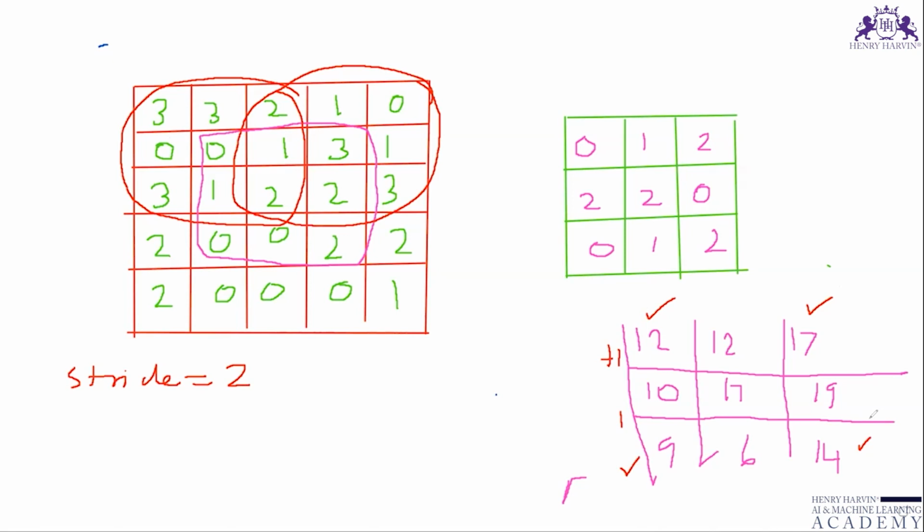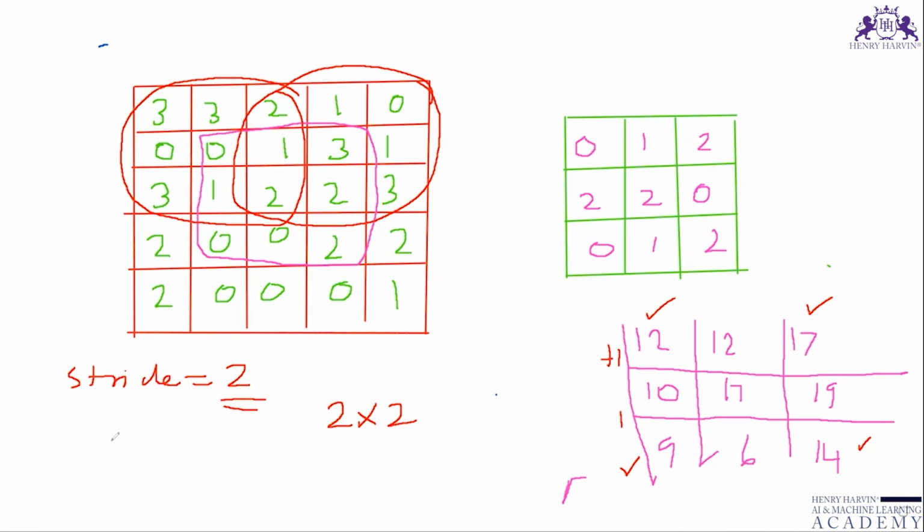Is that clear to you? So what are we doing when we write stride equal to 2? The second sliding should actually happen over here, but since stride is equal to 2, it is moved to this place. Not only horizontally, even vertically we have to follow the same. So what is happening now? When stride is equal to 2, we are getting output as 2 cross 2.